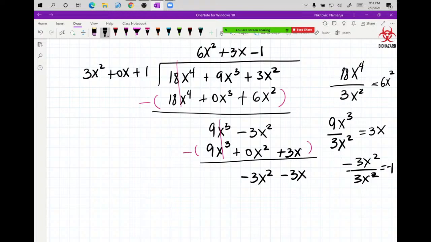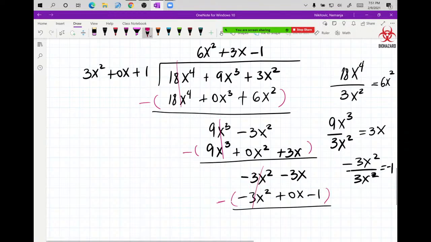Negative 1. And we multiply back. It's going to be negative 3x squared plus, again, 0x, and then minus 1. And once we subtract, we'll have the remainder. Sometimes it divides evenly, no remainder. But in the cases we had so far, they all had the remainder.